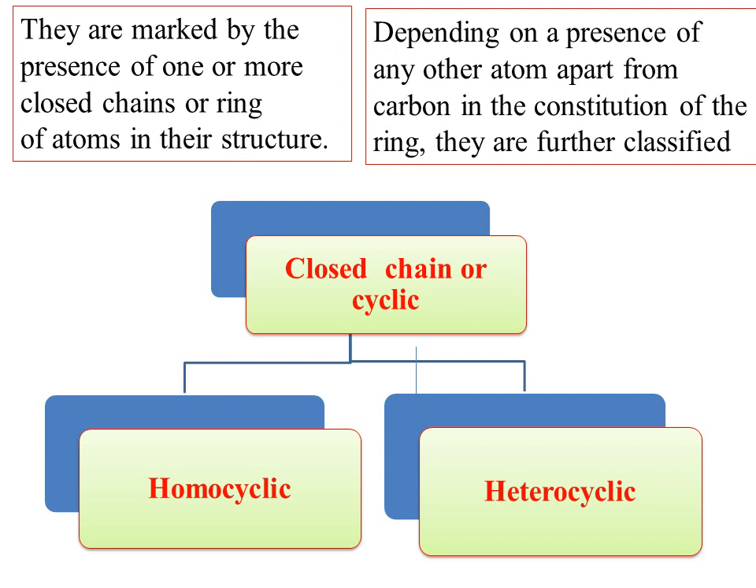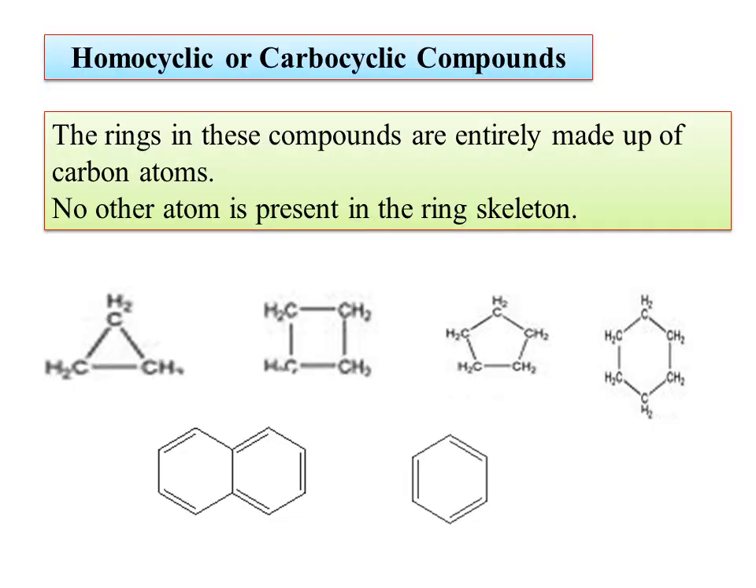Both of them are cyclic in nature, but homo means they are made up of only one type of element in the ring. They are called homocyclic. If they are made up of different types of atoms, then we call it heterocyclic. As the name indicates, homo means same. All the elements that form the ring are the same, then we call it homocyclic. If at least one is different, then we call it heterocyclic. Hetero means different. Homocyclic hydrocarbons are also called carbocyclic because they are carbon in nature and cyclic in nature.